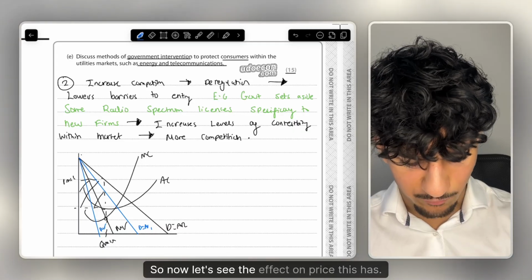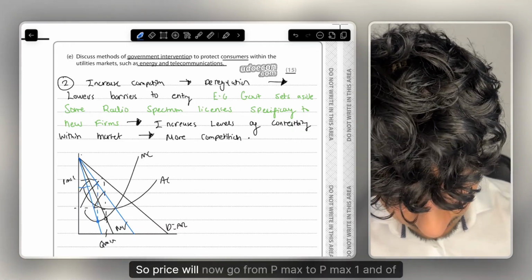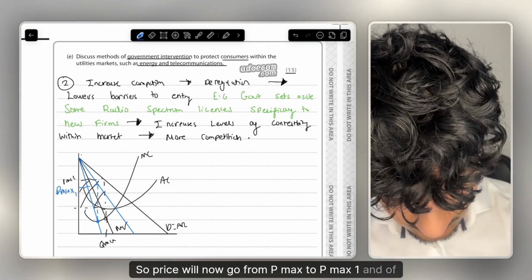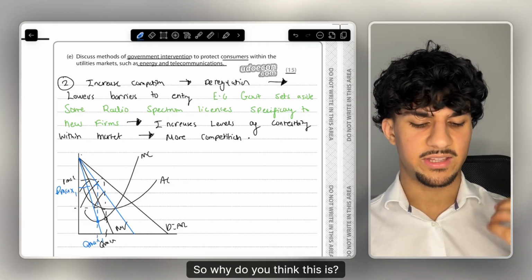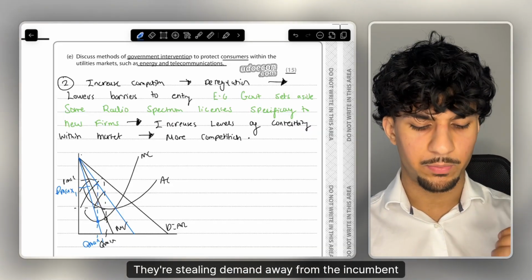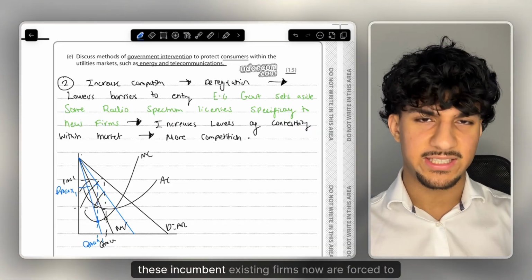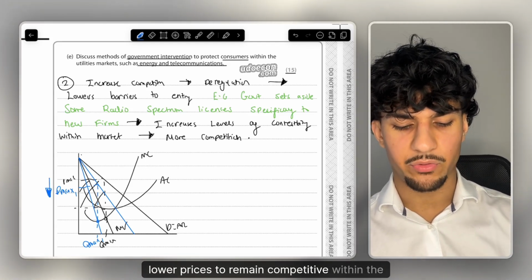So now, let's see the effect this has on price. So price will now go from Pmax to Pmax1, and of course a lower quantity as well. So why do you think this is? This is because new entrants are entering the market, they're stealing demand away from the incumbent firms, therefore these existing firms now are forced to lower prices to remain competitive within the market.